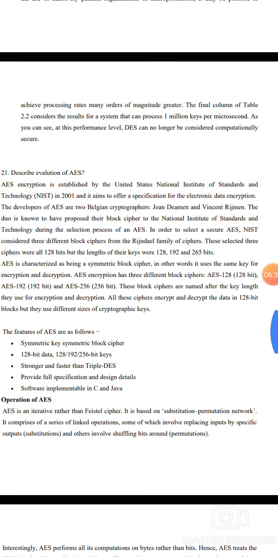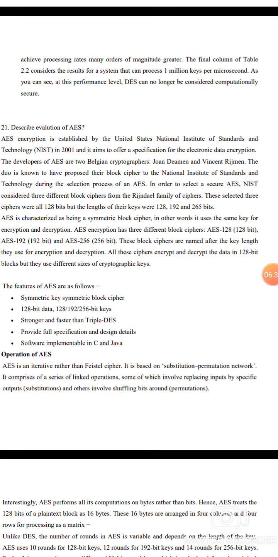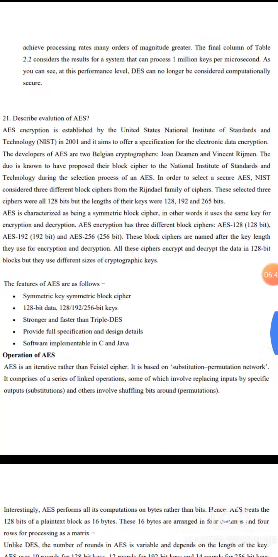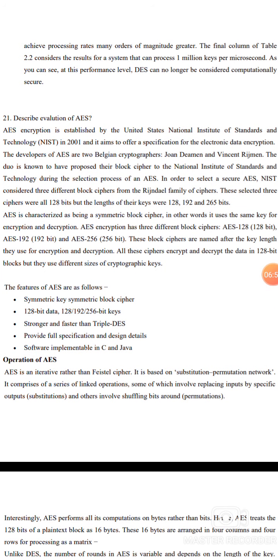21. Describe the evaluation of AES. The AES encryption standard was established by the United States National Institute of Standards and Technology in 2001 and aimed to offer a specification for electronic data encryption. The developers of AES are the Belgian cryptographers Joan Daemen and Vincent Rijmen, who proposed a block cipher to NIST.